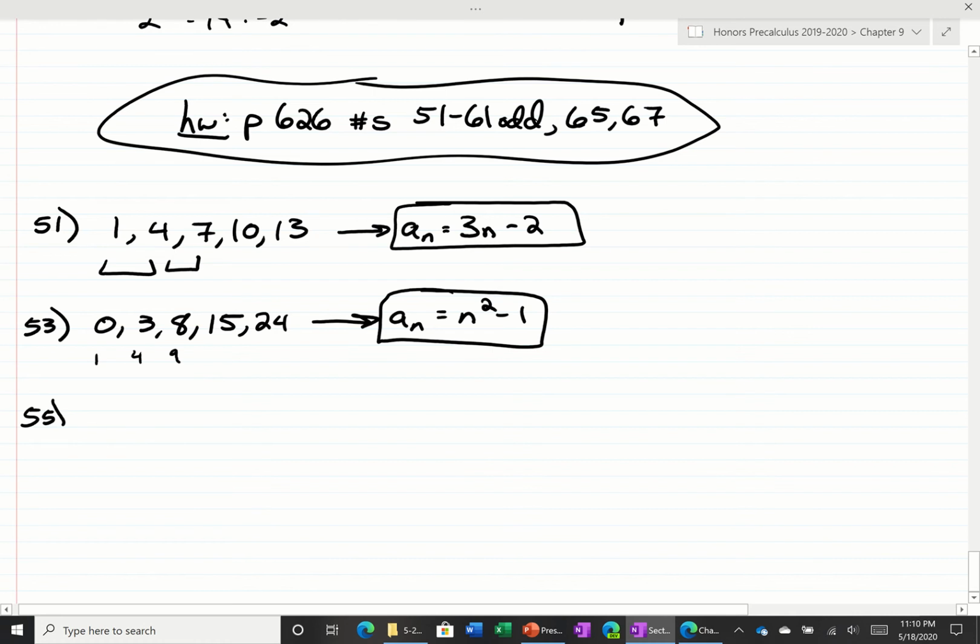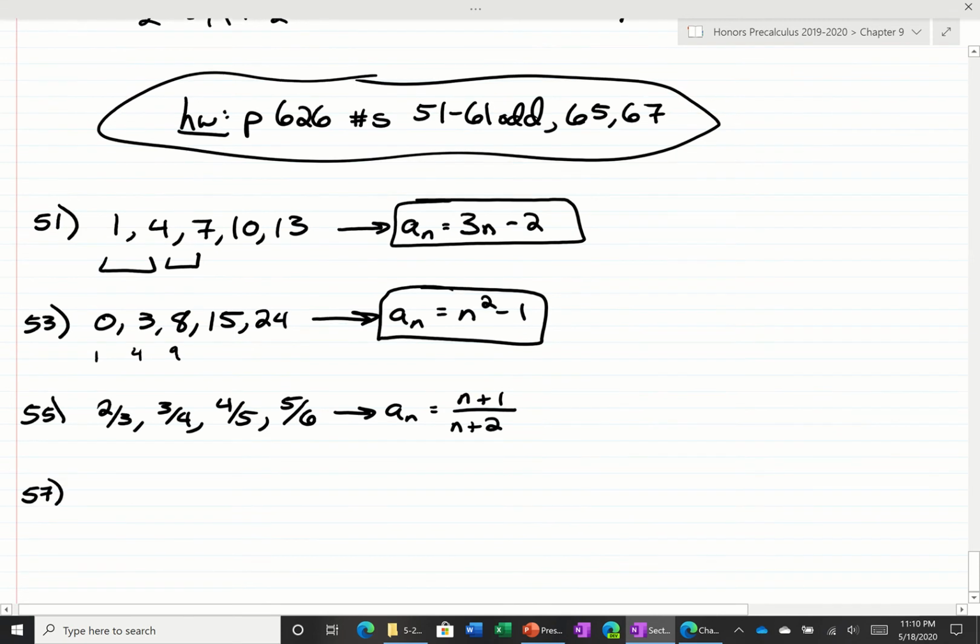For 55, it says 2, 3, 3, 4, 4, 5. That's kind of cool. Alright, so on top, looks like we're going up by 1 each time, so it's an arithmetic sequence. We'll say n plus 1. And in the denominator, it looks like we are also going up by 1 each time, but we're starting 2 more. Alright, so that's number 55.